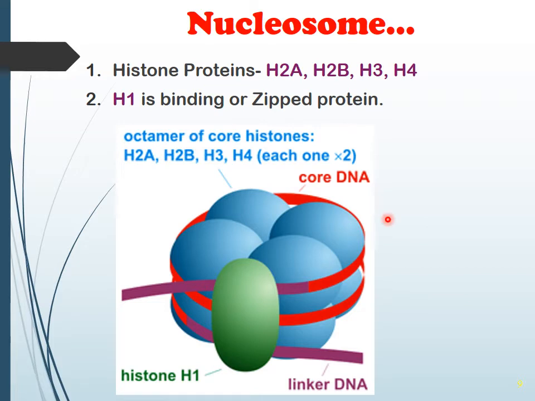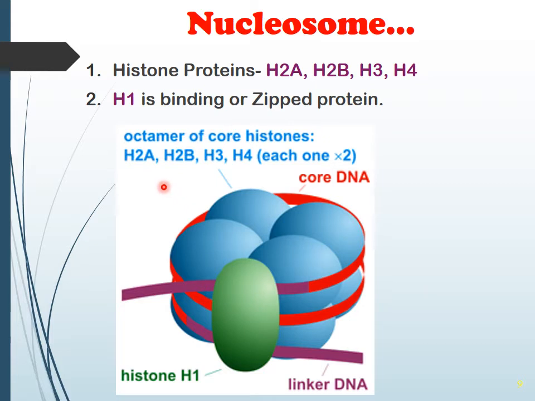As you know, we just discussed that there is an octamer. Octamer stands for 8 histones. Now these blue circular structures are the histone proteins: 1, 2, 3, 4, and the remaining 4 are present just below this upper 4, right? So in total there are 8 histone proteins.